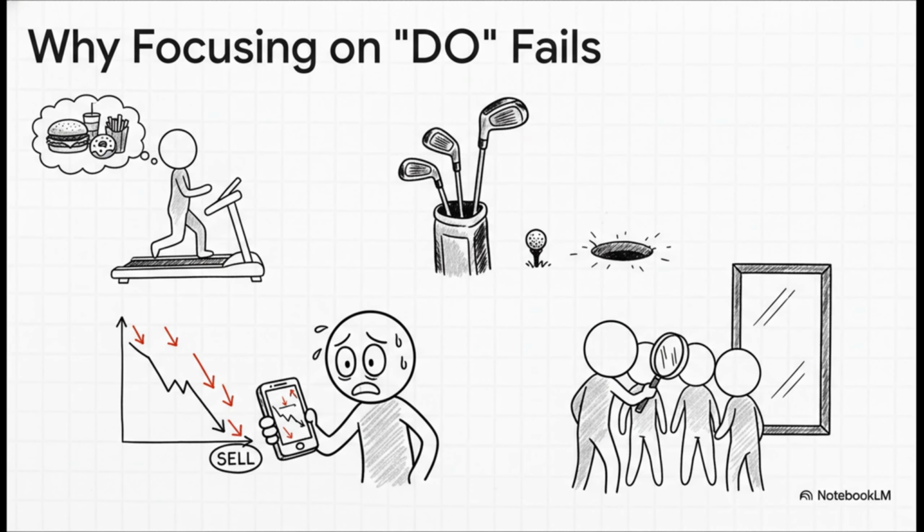I mean, think about it. Going on a diet is a do action, right? But if you don't first be a healthy person in your mind, you're just going to go back to your old habits. Buying a set of expensive golf clubs won't make you a great golfer. And buying the exact same stocks as a pro won't make you rich if you have the mindset of a loser and you sell at the very first sign of trouble. The action is totally useless without the identity behind it.